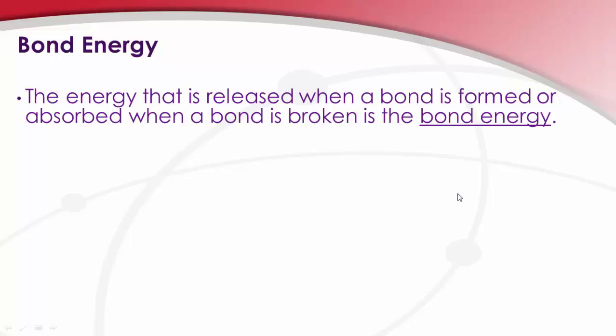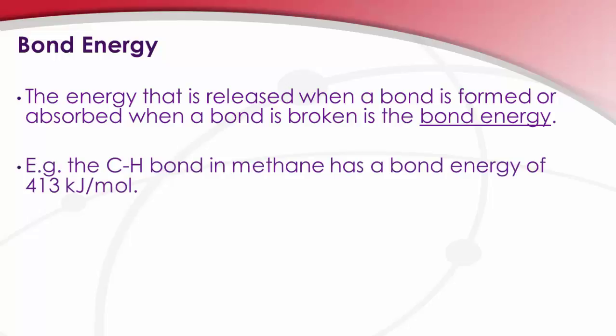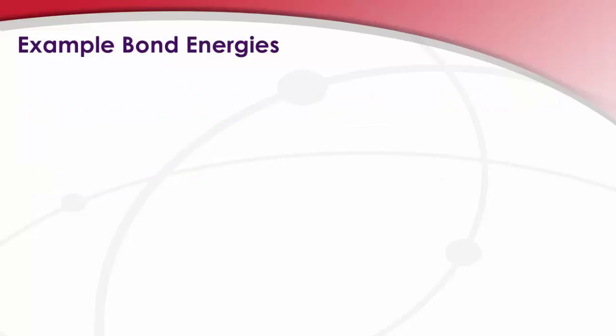So the idea that we're talking about here is bond energy, or bond dissociation energy. That's the energy that would be released if we formed a bond, or the energy that would be absorbed, that would be needed, if we want to break a bond, if we want to pull those things apart. So that's what the bond energy is. Now what's kind of neat is it's fairly constant across molecules. The carbon-hydrogen bond in methane has a bond energy of 413 kilojoules per mole. Well, as it turns out, the carbon-hydrogen bonds in ethane have a very similar bond energy.